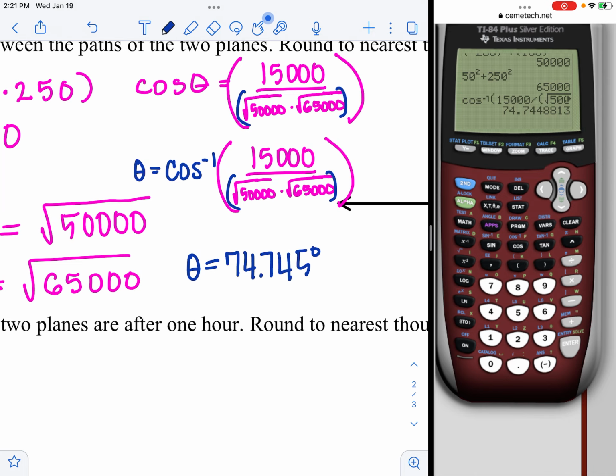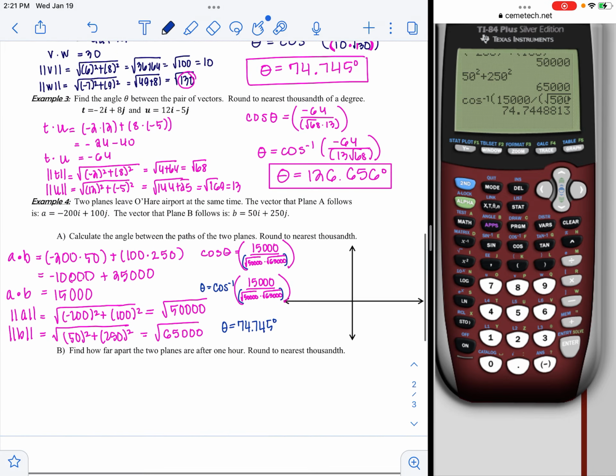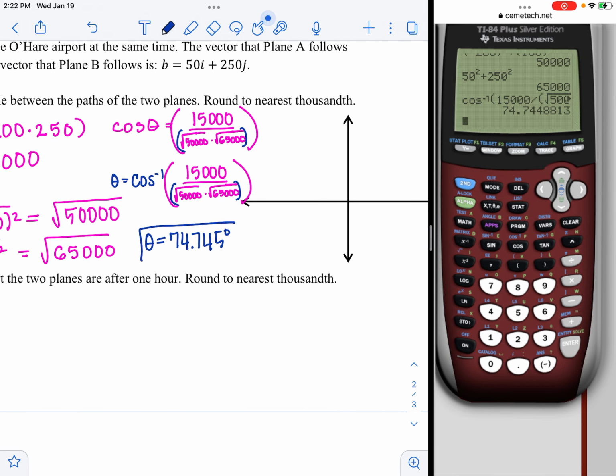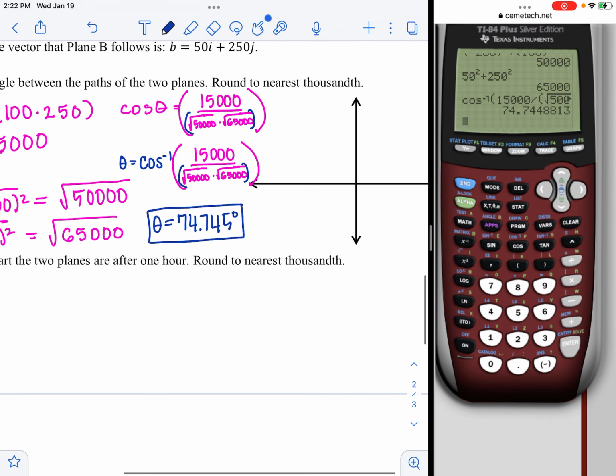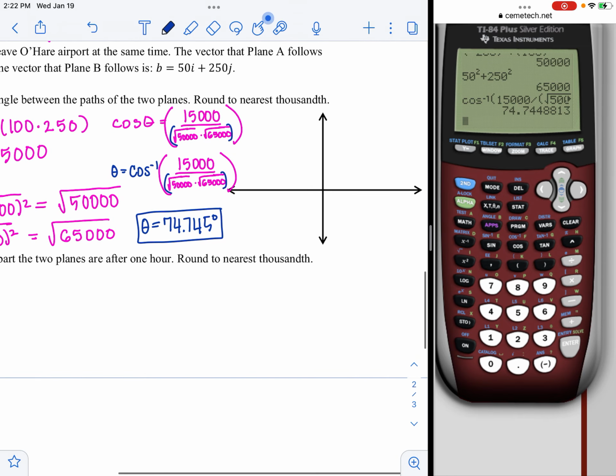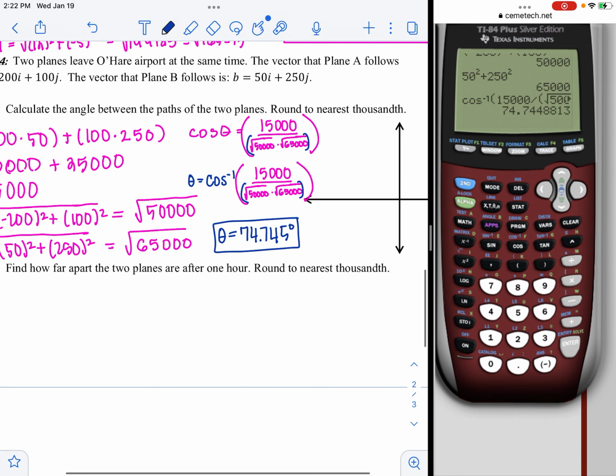And I get theta is equal to 74.745. That seems so familiar. Did we already get that as an answer? Dang, we did. All the way up there. Weird. Okay, so that's theta. All right. So now it says, find how far apart the two planes are after 1 hour.